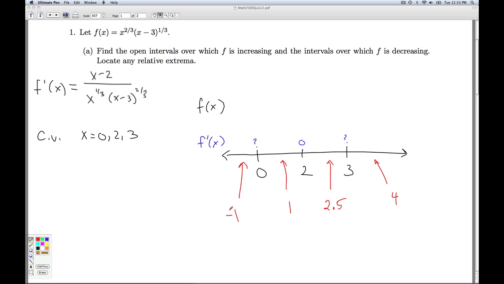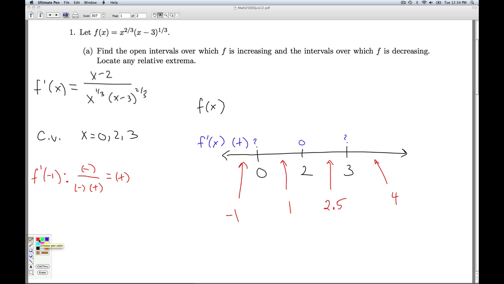So when I plug negative 1 into the derivative, I'm going to have a negative on top. The cube root of negative 1 is going to be a negative. And here I'd have a negative. I'm taking the cube root, but then I'm turning around and squaring it. So that factor is positive. In fact, it's always going to be positive. And so this gives me that the first derivative is going to be positive on that interval.